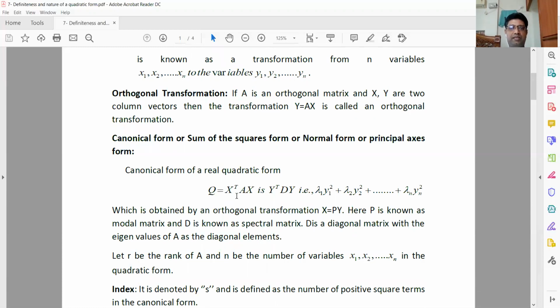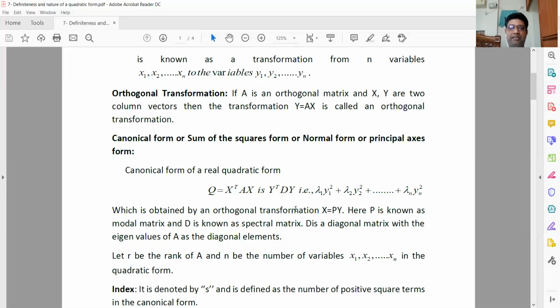The canonical form for this is y transpose Dy, that is lambda 1 y1 square plus lambda 2 y2 square plus and so on plus lambda n yn square. What are all these lambda 1, lambda 2, lambda n? They are the eigenvalues of the matrix A. And how will we get this y transpose Dy? It is very simple. This is obtained by an orthogonal transformation x equals Py.